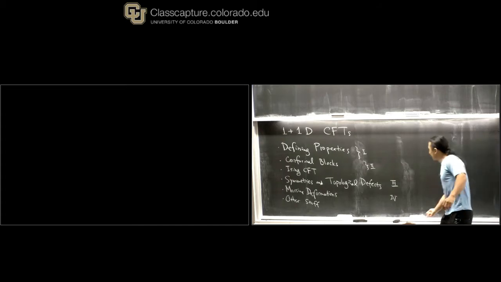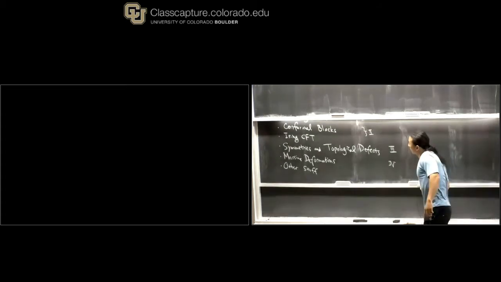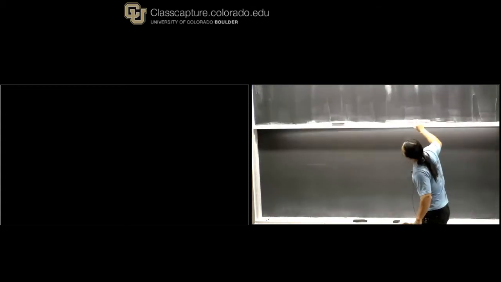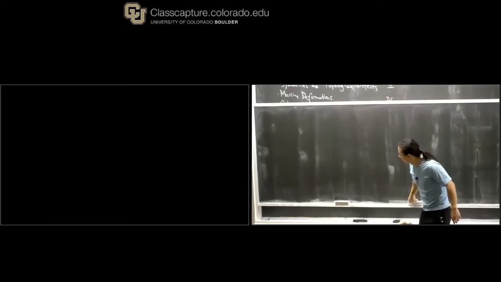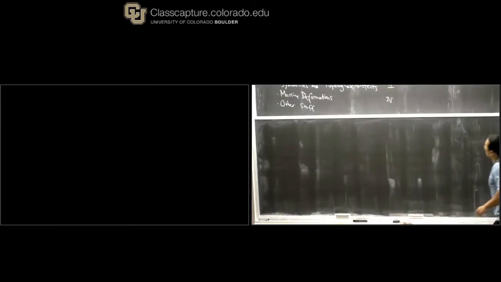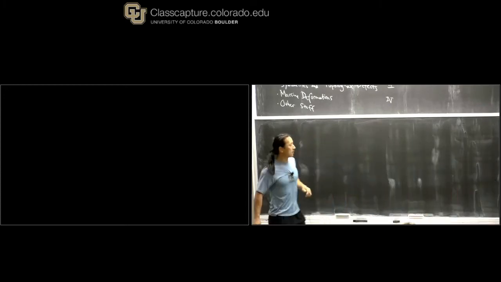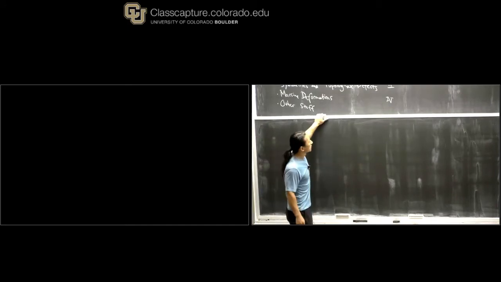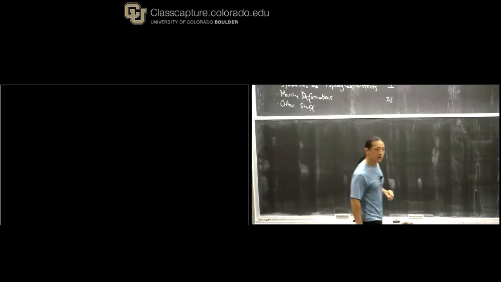We'll start by talking about the defining properties. For most of these lectures, I will avoid using the language of Lagrangian or path integral. I'll prefer to talk about things like the Hamiltonian and local operators, because those objects are unambiguously defined in the quantum theory.